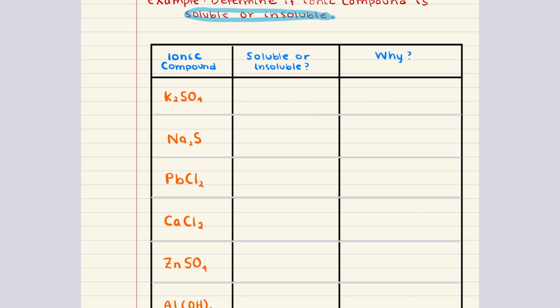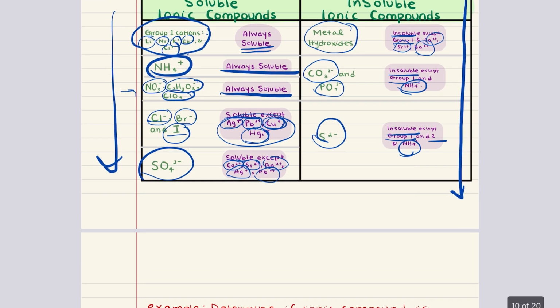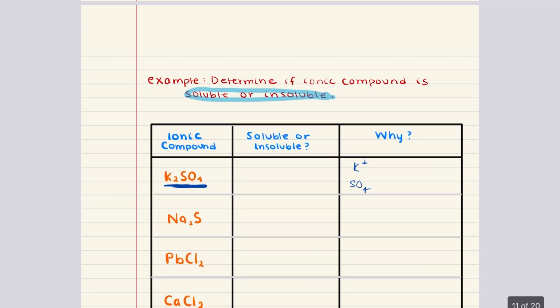Let's look at our first example here. All right, this first example, potassium sulfate. Is it soluble or insoluble? Okay, what do we have going on here? We have potassium cation, we have sulfate anion. Sulfate anion has a 2 minus charge.